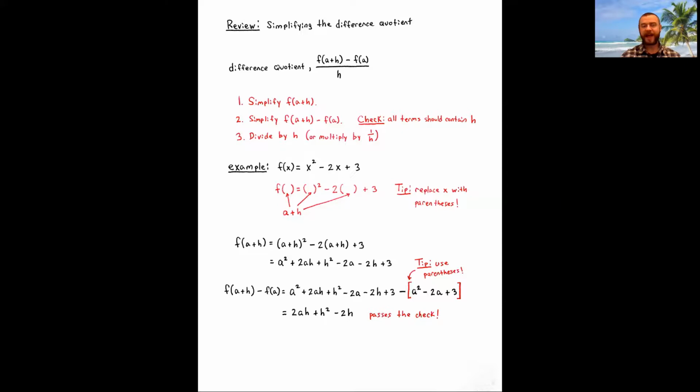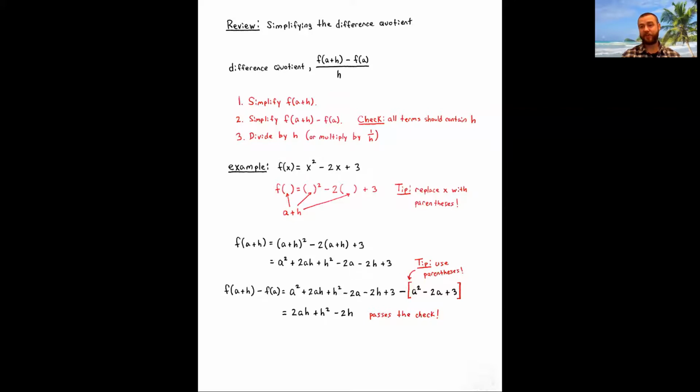And the check is that after this second step, most examples have all terms at the end of step 2 containing h. So once you calculate this difference and simplify it, all surviving terms should have a factor of h in them. So this quantity does. Everything has at least one power or factor of h in it. Now, why is that helpful? Think about step 3. We then divide by h.